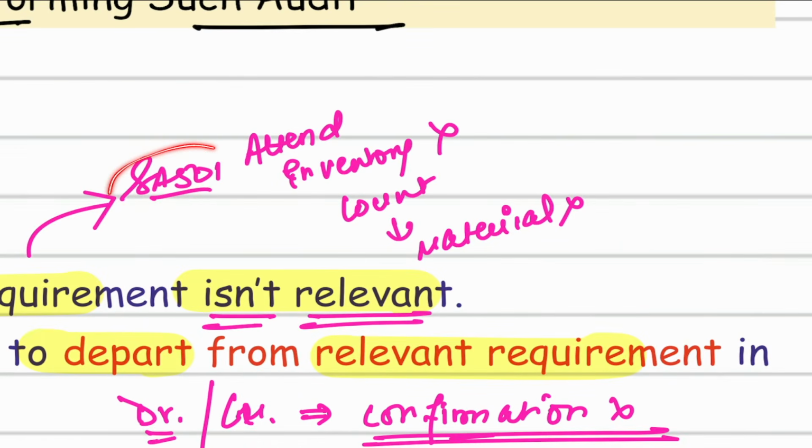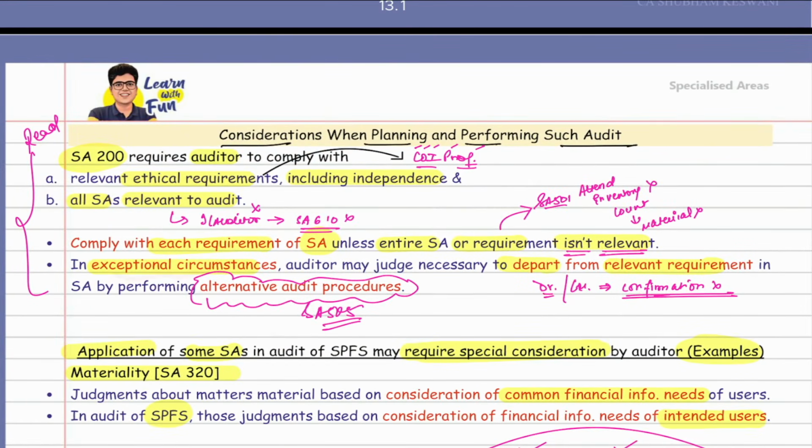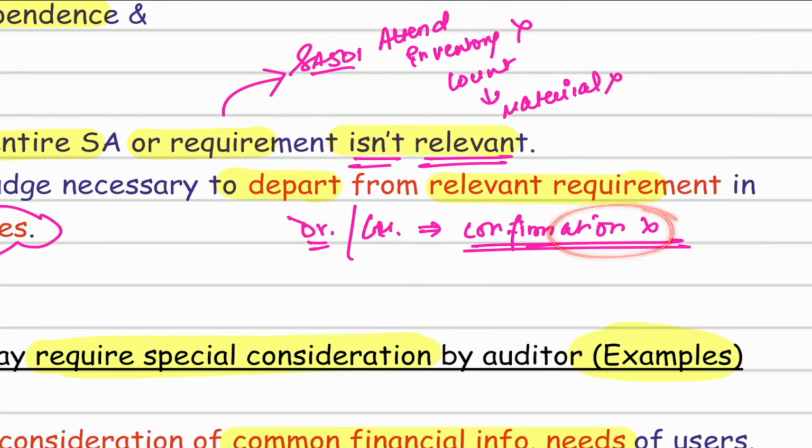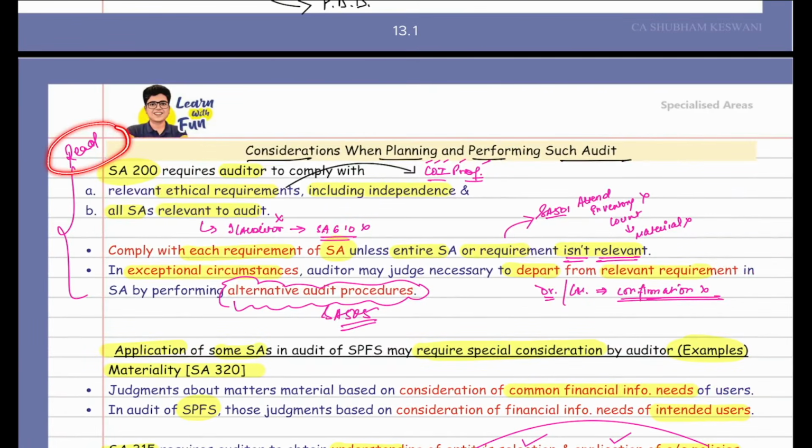Comply with each requirement unless it is not relevant. For example, SA 501 says if inventory is material, attend the inventory count. So if it is not material, don't attend the inventory count. Got it, sir? In exceptional circumstances, you can depart from the relevant requirement. So you perform alternate procedures. So if you are not able to get the confirmation from debtor or creditor, you perform alternate procedures as per SA 505. So these are the basics that you just need to read.